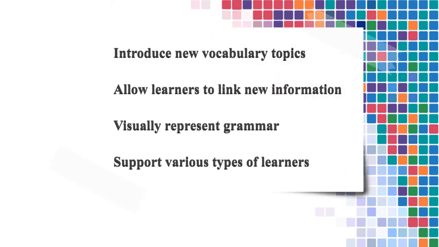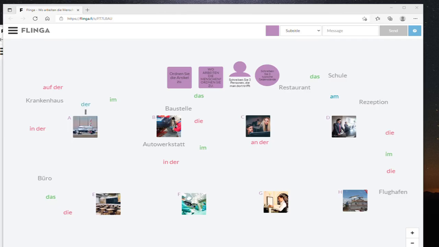How can Flinga be used in the classroom? Language teachers can use Flinga to introduce new vocabulary or new topics using a mind map. Allow learners to link new information with previous learned materials. They can visually represent grammar and word fields, as well as sentence and word structures like collocations, phrasal verbs, etc.